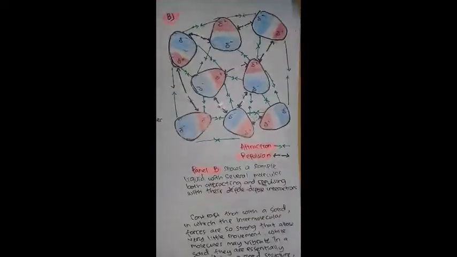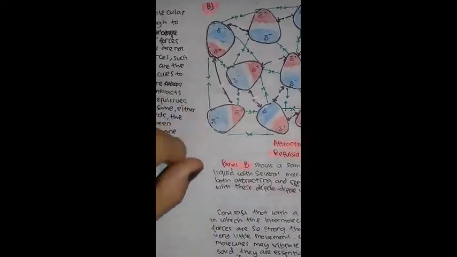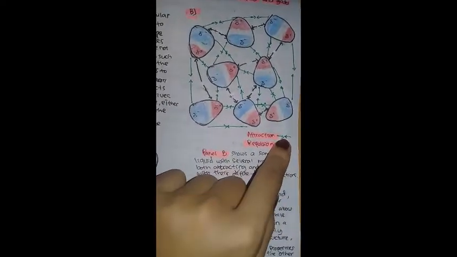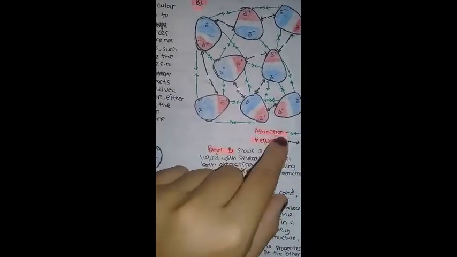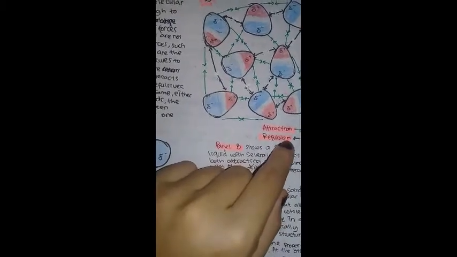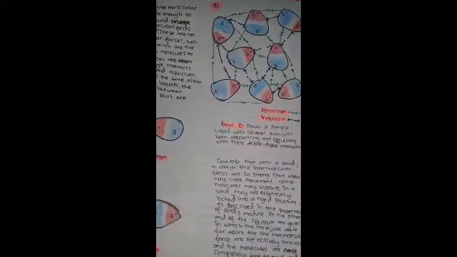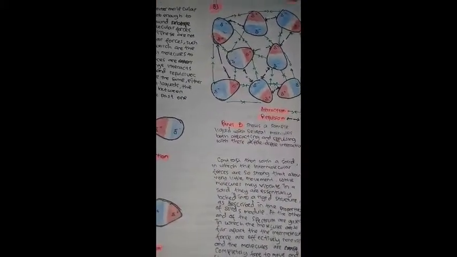Picture B. Now you can see color green is attraction and color black is repulsion. Picture B shows a sample liquid with several molecules attracting and repulsing with their dipole-dipole interactions.